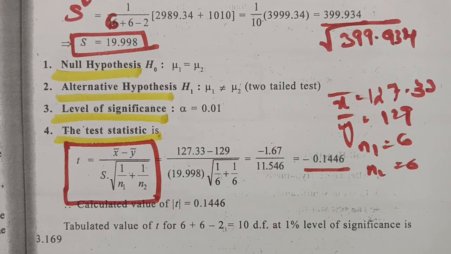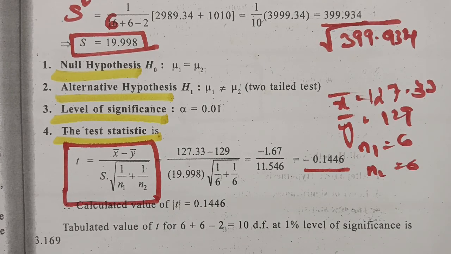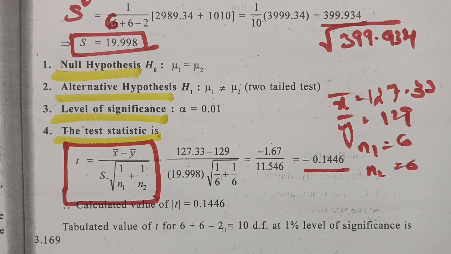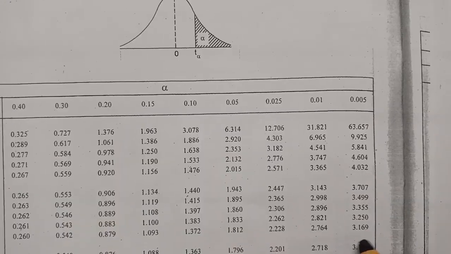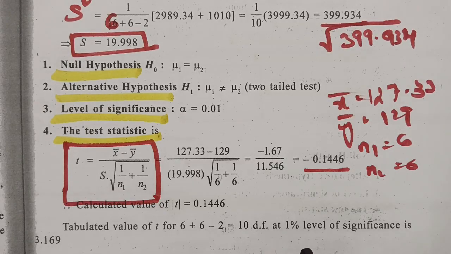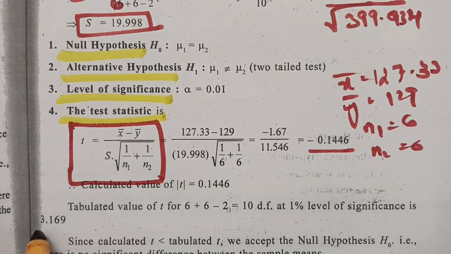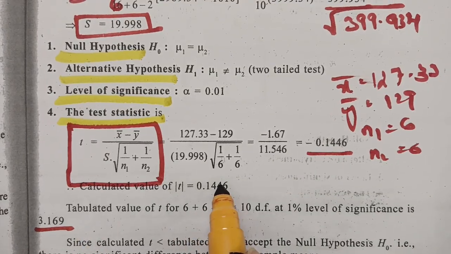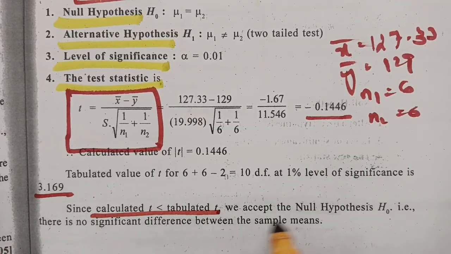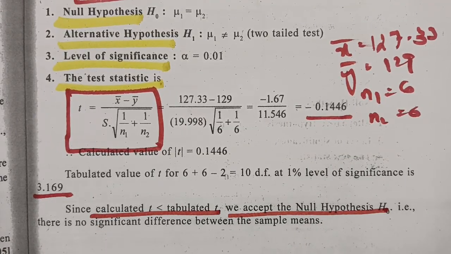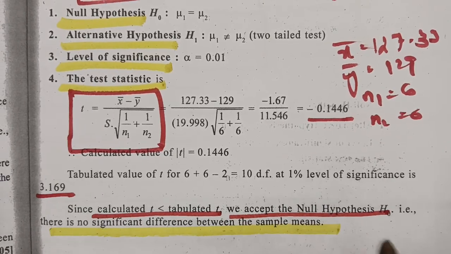So this is the calculated value. For the tabular value here, at 1% level of significance, at 0.01, we have to go with the degrees of freedom table. For 10, the value here is 3.169. So here the tabular value is 3.169. If you compare, the calculated value is smaller. The calculated value is less than the tabular value. Therefore, we accept the null hypothesis H naught. And therefore, there is no significant difference between the sample means.